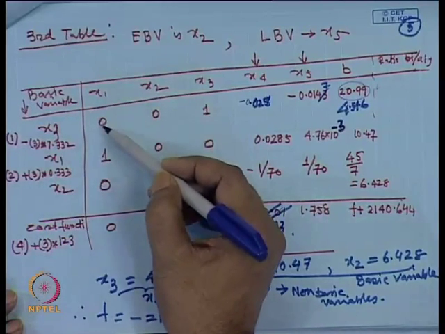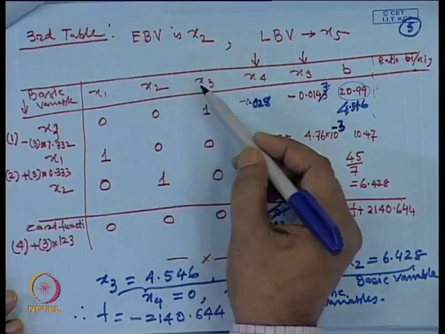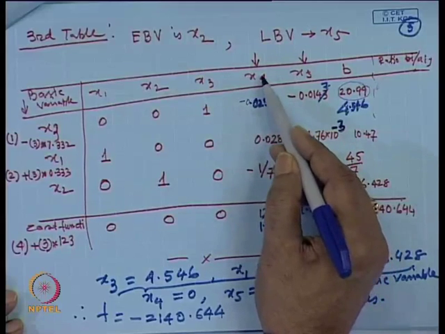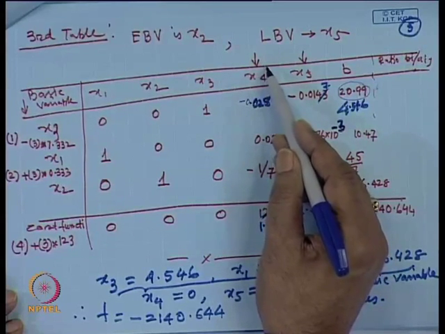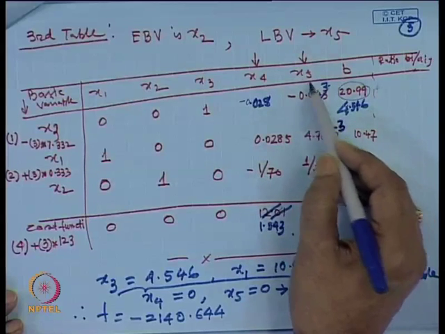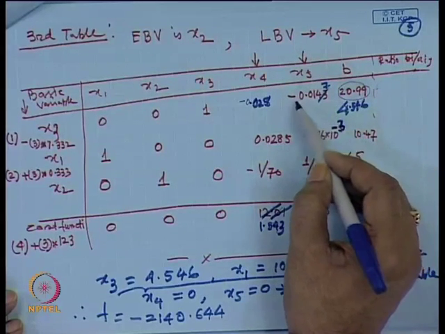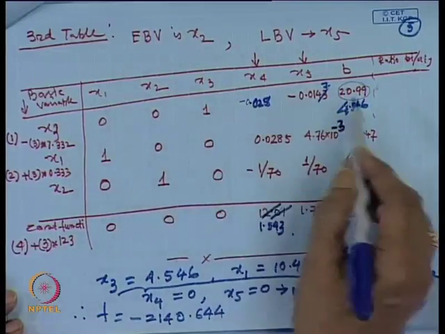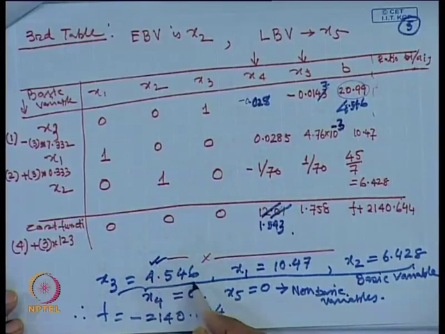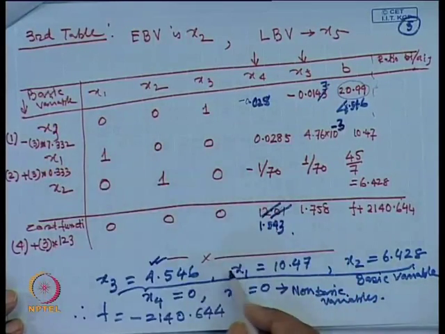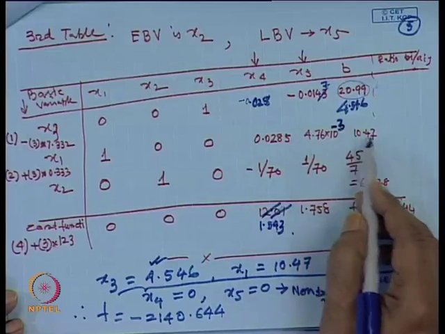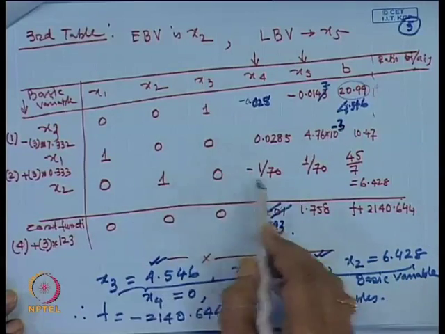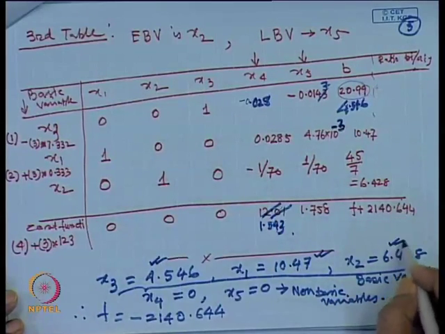So, x1 into 0 plus x2 into 0 plus x3 into 1, x3, plus x4 into this quantity, but x4 is a non-basic variable, so this value is 0. x5 into this, since x5 is a non-basic variable, is 0, the x5 value is 0. So, we directly get 4.56. Similarly, we directly get 10.47. Then the x2 value is directly 4.62.